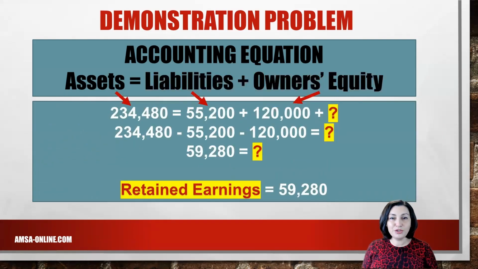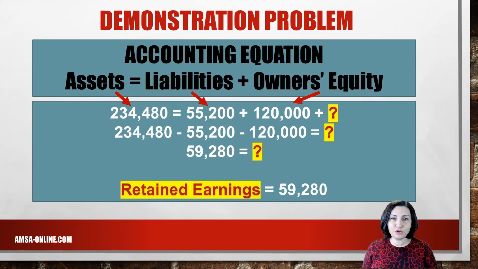$234,480. To have a better visual example, let's plug all balances we gathered so far into the accounting equation and then solve it for retained earnings. The assets, $234,480, are equal to total liabilities, which is $55,200, plus owner's equity, which includes capital stock of $120,000 and retained earnings.